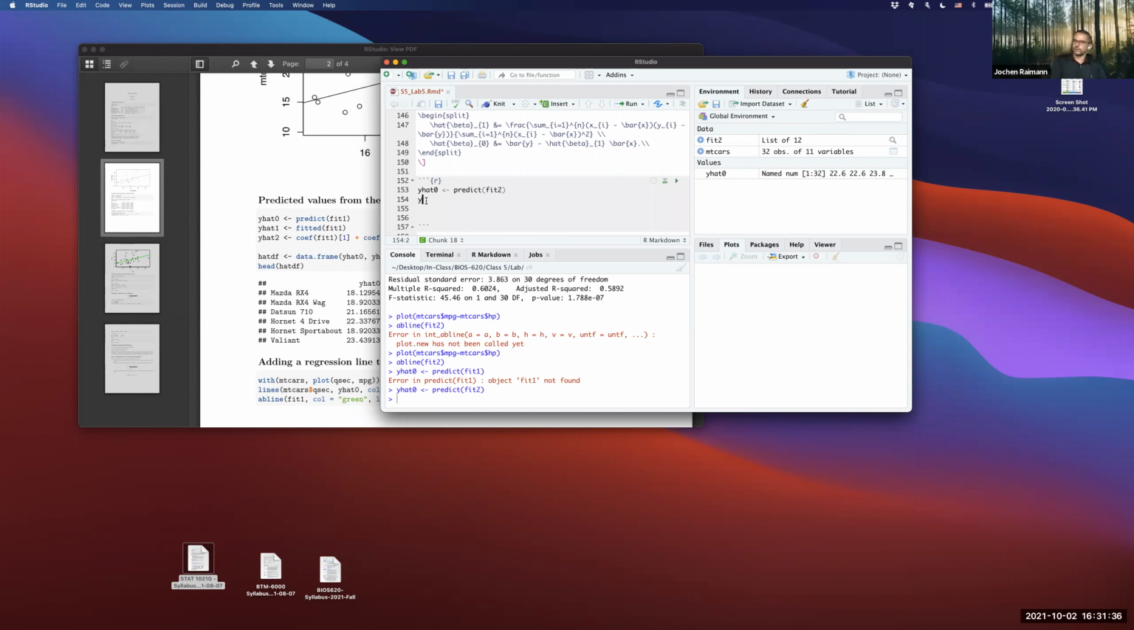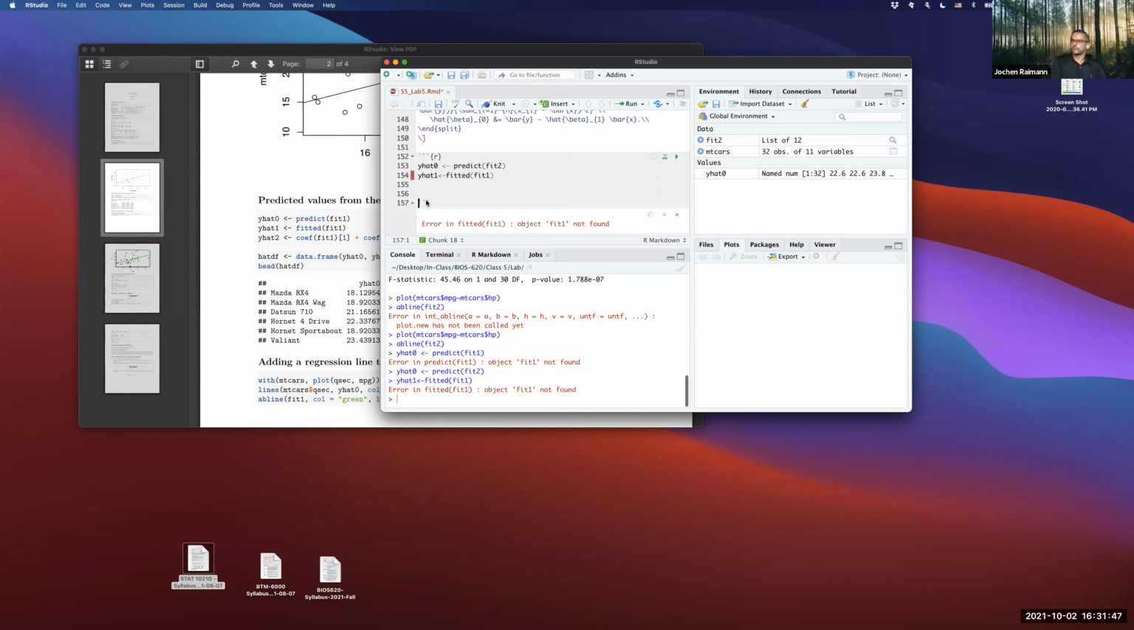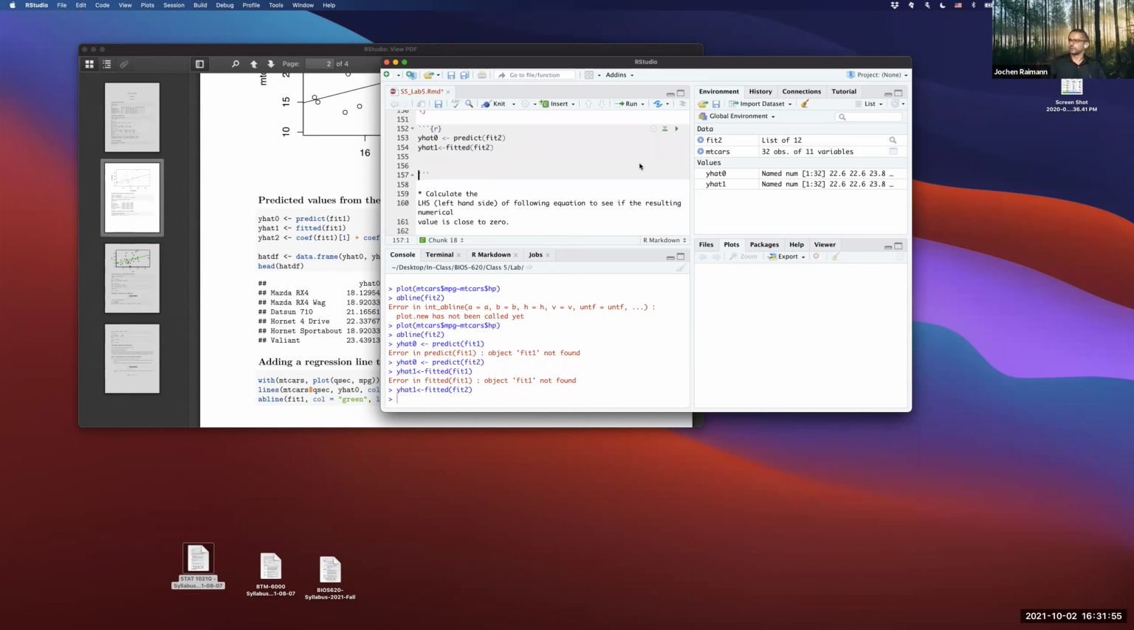So y hat 1 gives you now fitted fit 1. Again, it's obviously fit 2. And this gives you the same fitted values. So if we want to calculate this now, the y hat 2.